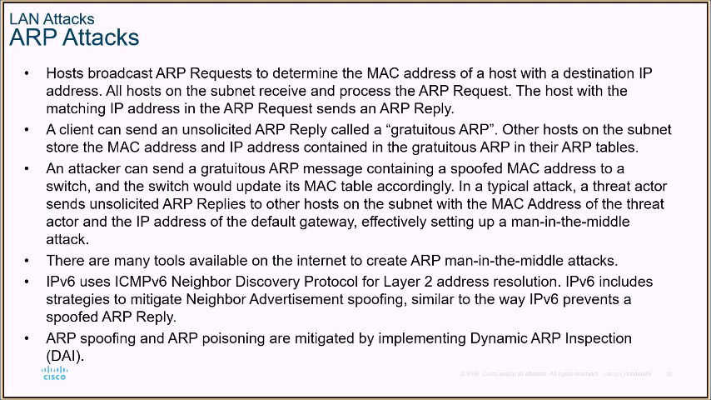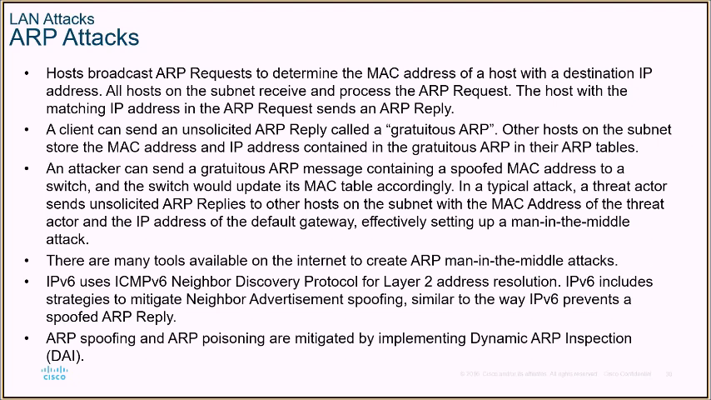Other hosts on the subnet store the MAC address and IP address contained in the gratuitous ARP in their tables. And so an attacker can send out a gratuitous ARP message containing a spoofed MAC address to a switch. The switch would then update its MAC table accordingly. In a typical attack, a threat actor sends unsolicited ARP replies to other hosts on the subnet with the MAC address of the threat actor and the IP address of the default gateway, effectively setting up a man-in-the-middle attack. There are many tools available on the internet to create man-in-the-middle attacks.